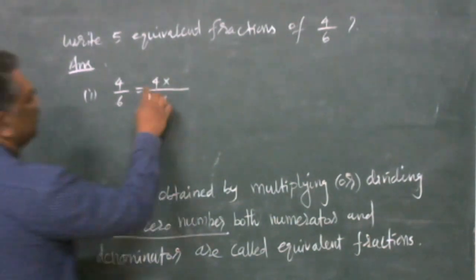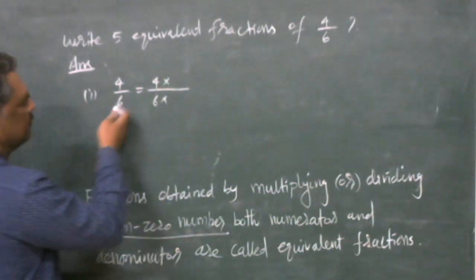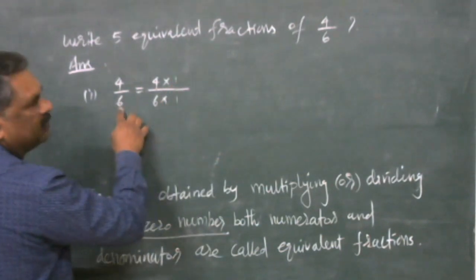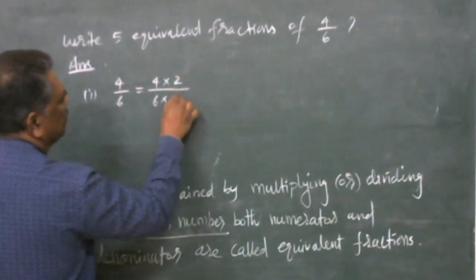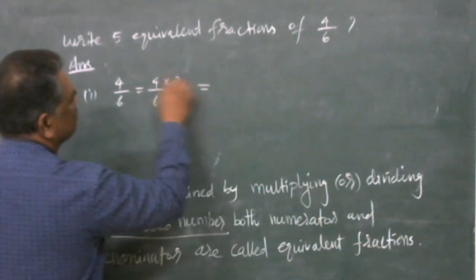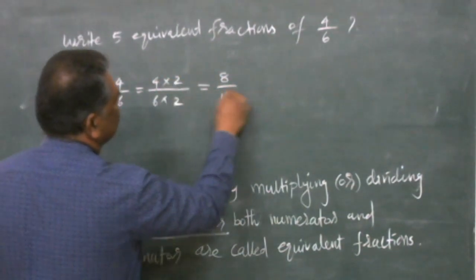Okay, so let me multiply by 1. If you multiply by 1, you will be getting the same. So we want a different one, so multiply it by 2. So 2 4s are 8, 2 6s are 12.